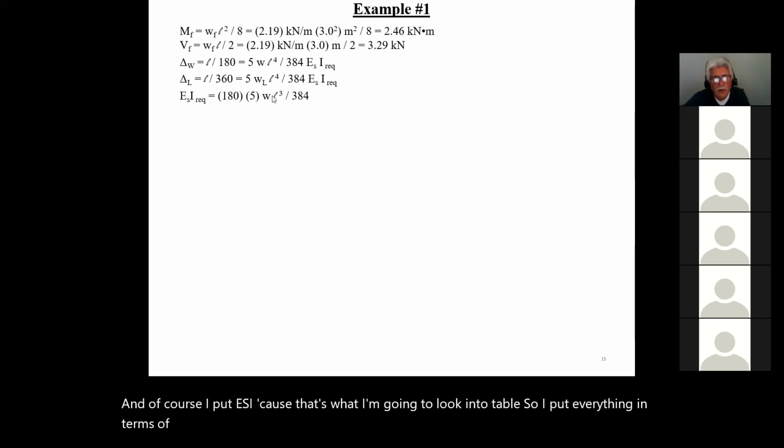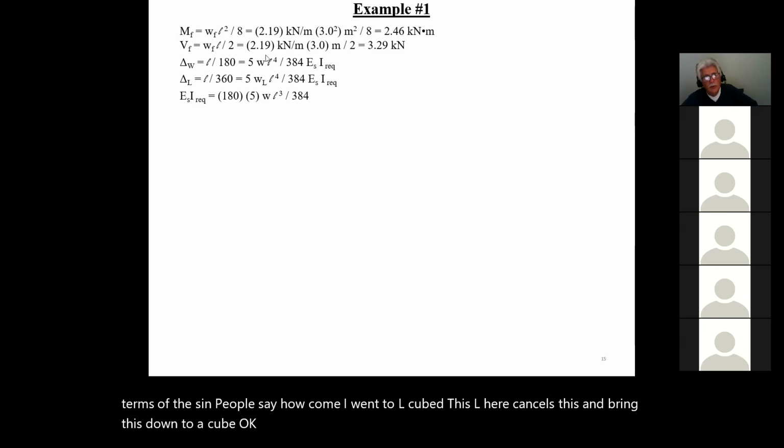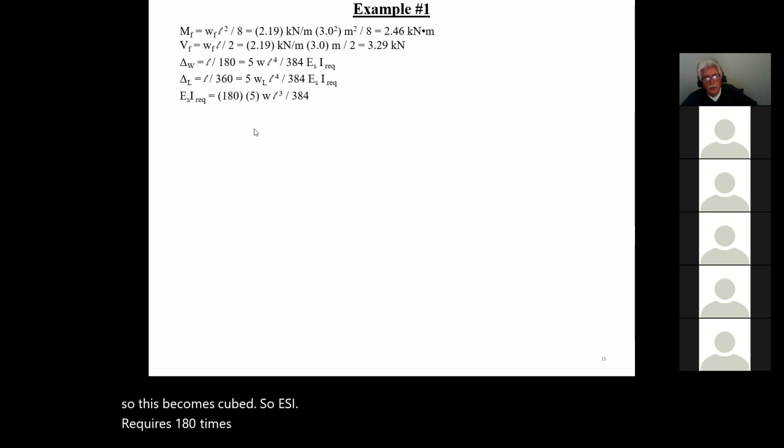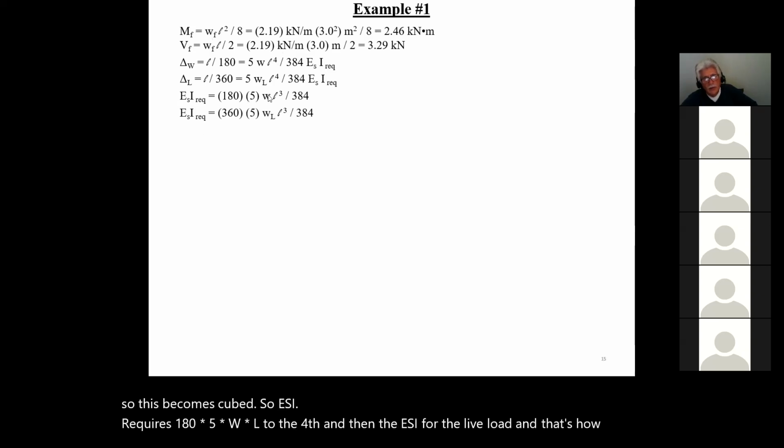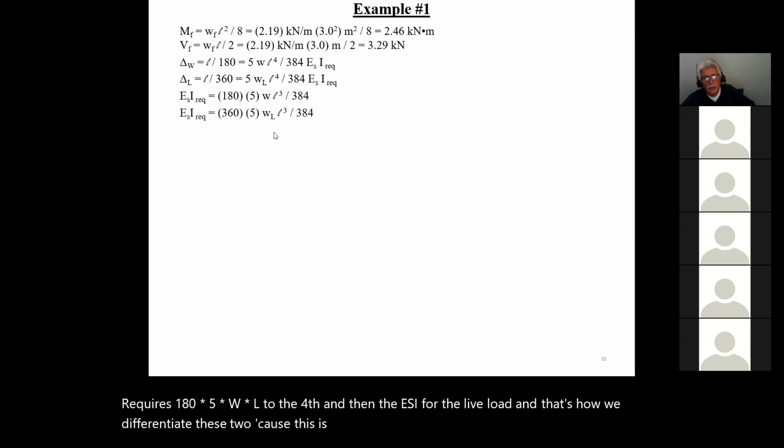And people say, well, how come I went to L cubed? Well, this L here cancels this and brings this down to a cube. Okay, and of course, the 180 from here goes up there. The L goes down here, so this becomes cubed. So EI required is 180 times 5 times w times L cubed, and then the EI for the live load, and that's how I differentiate these two, because this is total load and this is the live load, and this is the equation for the live load.